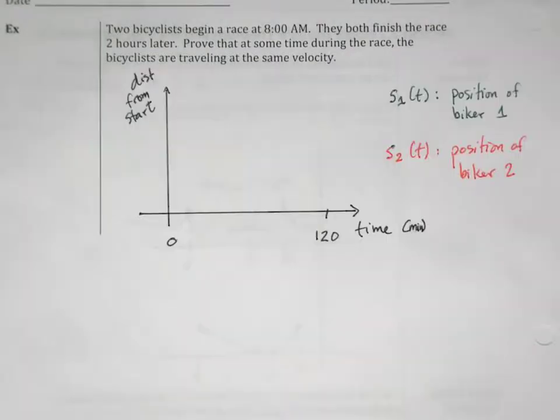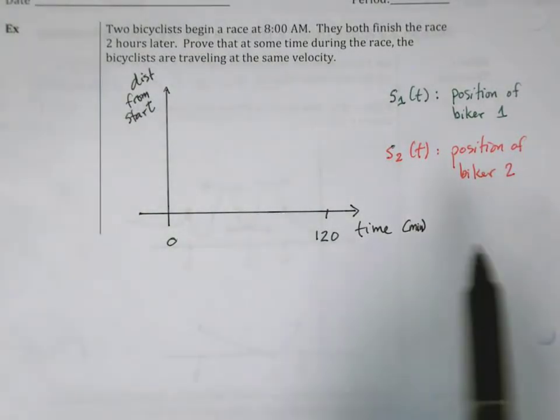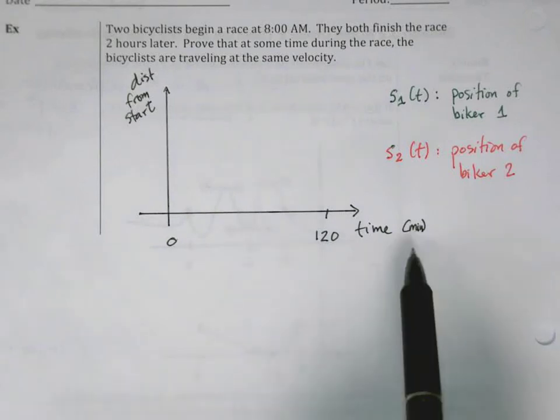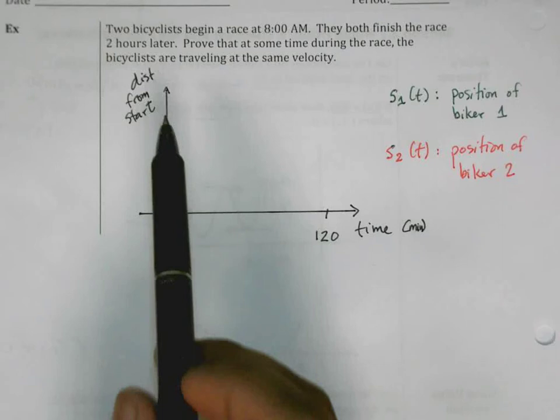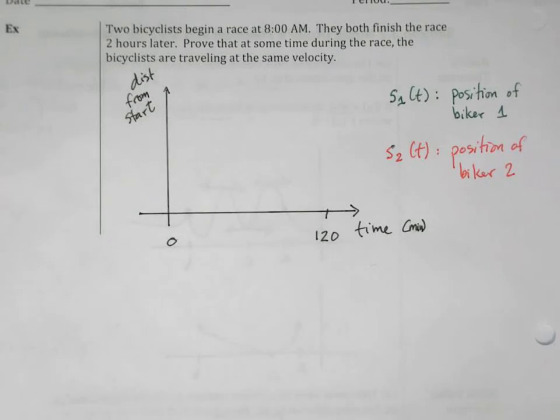Some basic things here. I've drawn my axes. On the horizontal one, it's time in minutes, going from 0 to 120. On the vertical, this is the distance from the start. S1 is the function that represents the position of the first biker, and S2 is the position of the second biker. For the sake of the problem, I'm just going to make this up, because I really don't know too much about what these guys are doing.